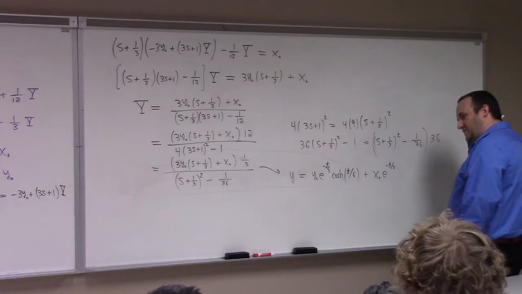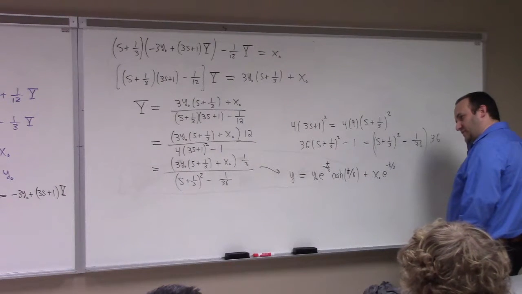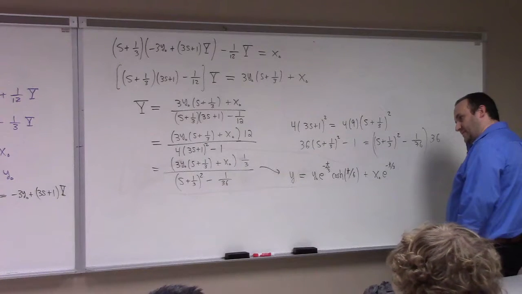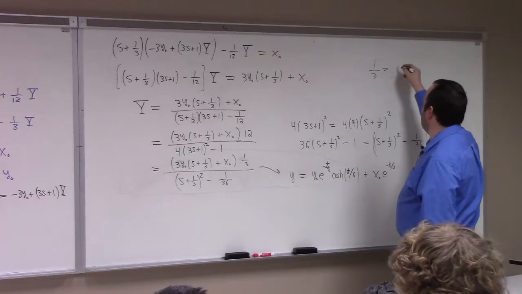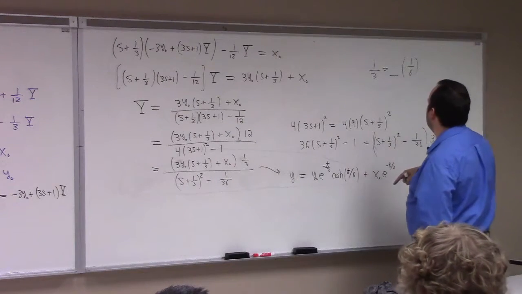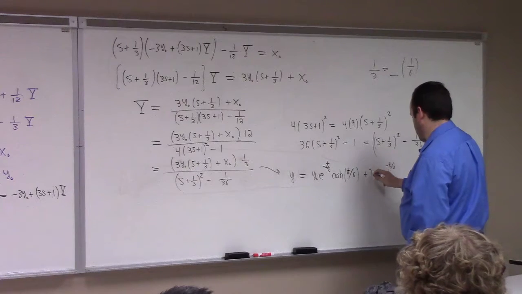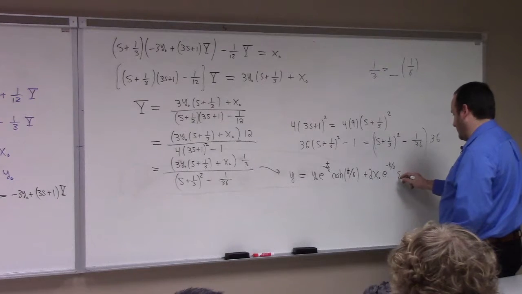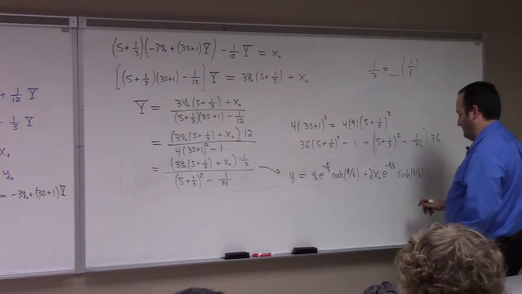Now I'm supposed to have a 1/6. I'm supposed to have a 1/6 upstairs, but all I've got is a 1/3. How do I rewrite 1/3 as 1/6? What should I put there? 2? 2. So 2x naught e to the minus t over 3 sinh of t over 6. Yeah.